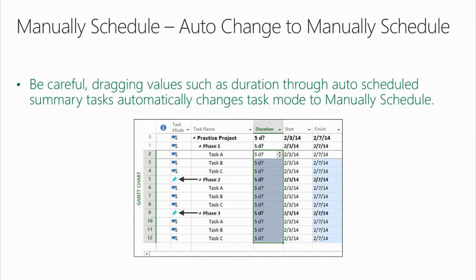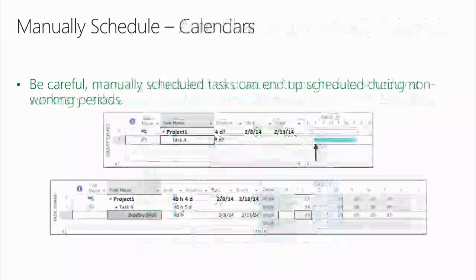They were taking big sections of their project, grabbing the start date, and dragging it and dropping it using the fill handle, which is nice, but they had no idea that as they were dropping it through summary tasks, all the summary tasks are designed to change to manually scheduled. And he's like, we need a best practice for that. Yep, you do.